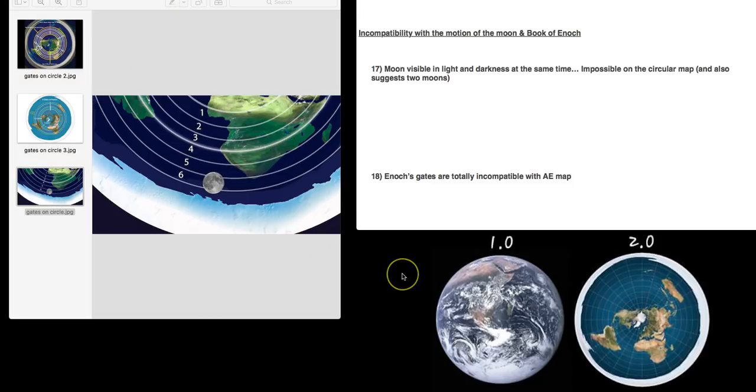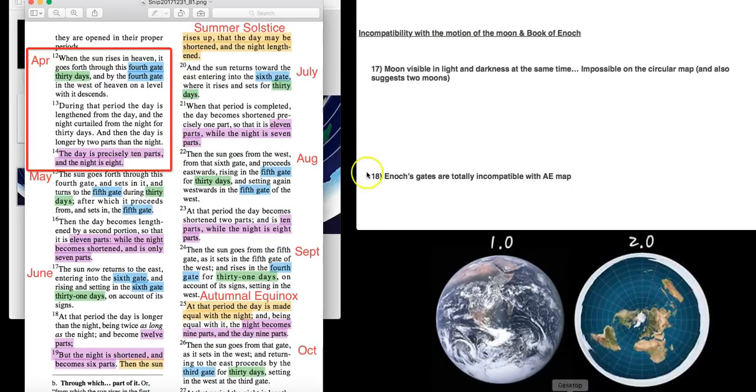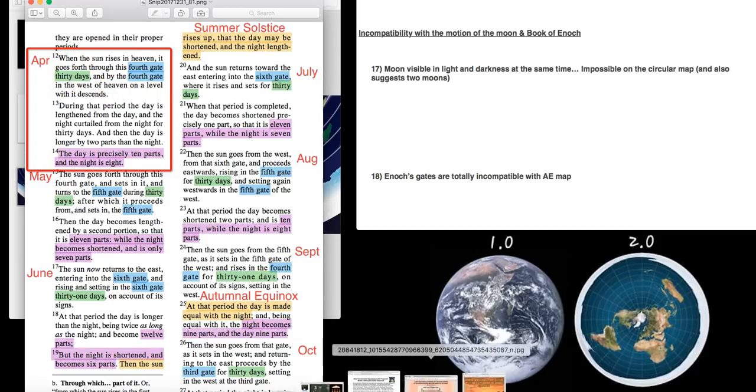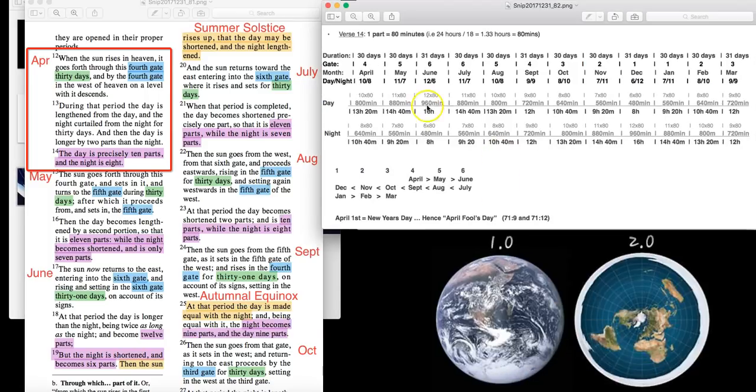So when we actually sit down and look at what Enoch says, I'll take chapter 71 for an example. Going line by line, we can map out. I'm going to get into this in more detail in other videos. I don't want to get sidetracked too much here, but we can go line by line for April, 4th gate for 30 days, and then precisely division of 10 parts and night 8 parts. And so it spends April in the 4th gate, and it goes on and on and on here to outline every single month, and it shows the sun moving by gate.